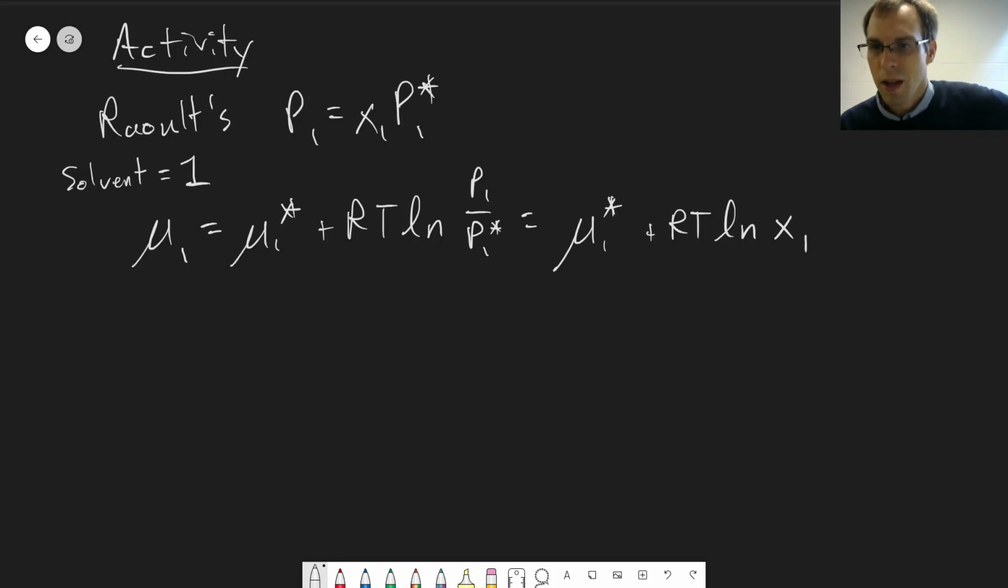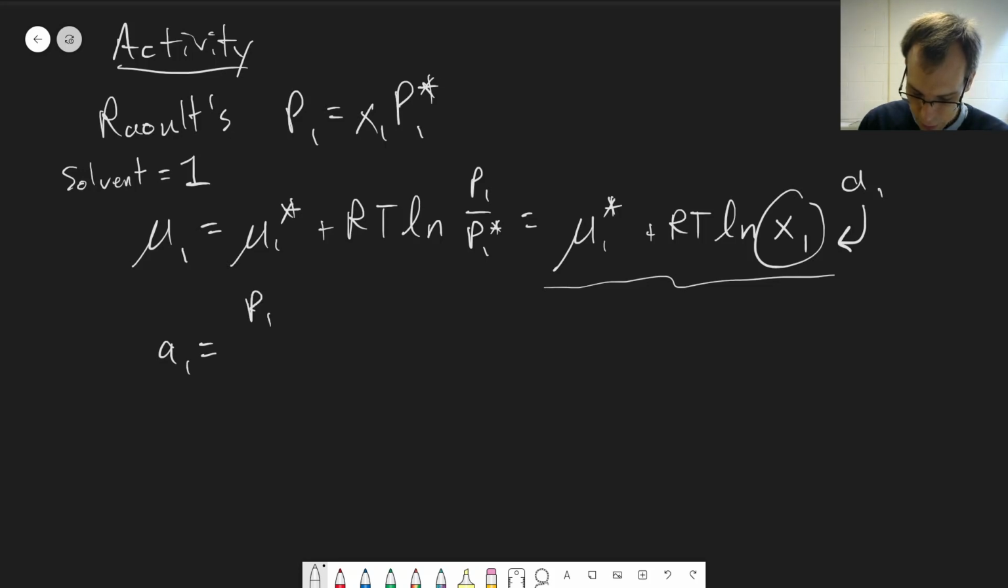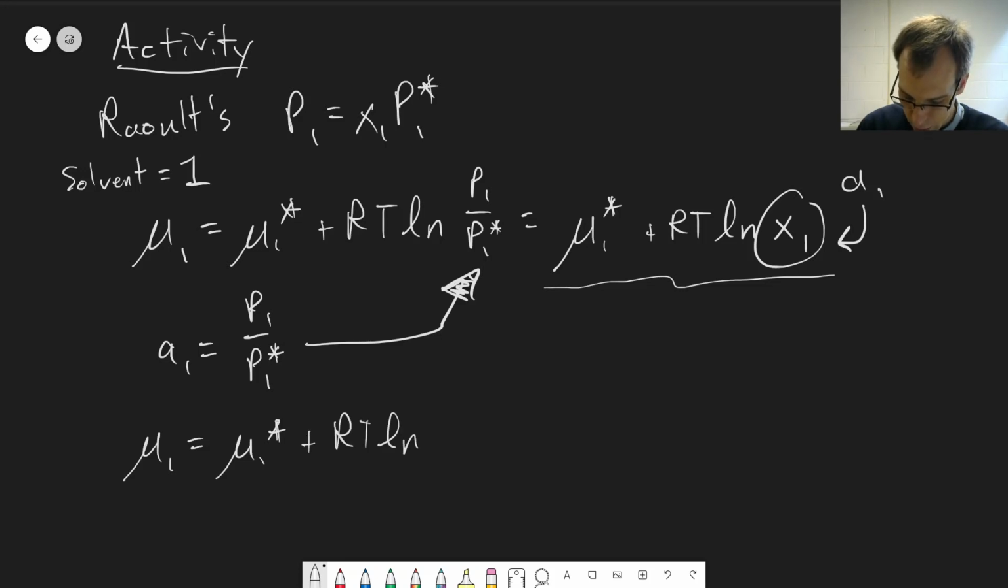because the P1 stars will cancel. As a reminder, activity is a way to preserve this form of the equation, where instead of x1 we have a1 for substances that do not follow Raoult's law. We define a1 equal to P1 over P1 star, so that it directly follows this equation. So for our solvent, the chemical potential is given by mu1 equals mu1 star plus RT log a1, where a1 is defined as the actual vapor pressure divided by the pure substance vapor pressure.